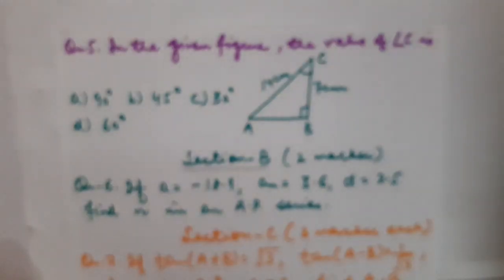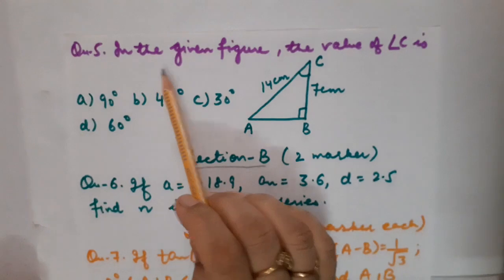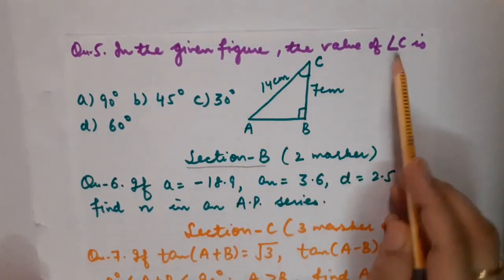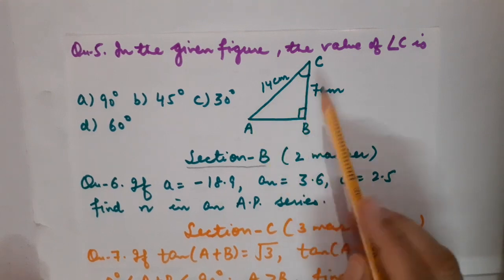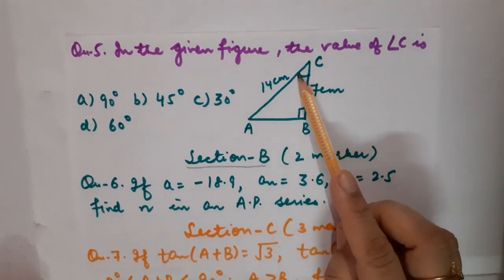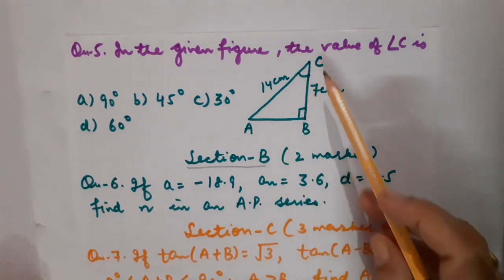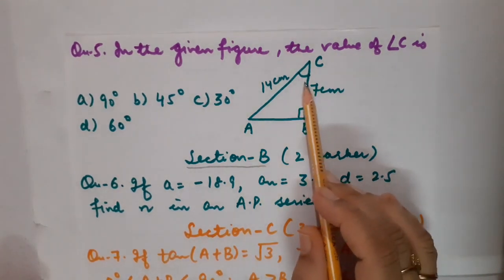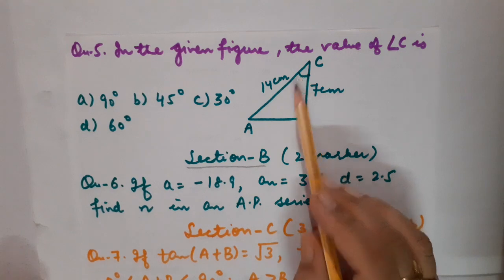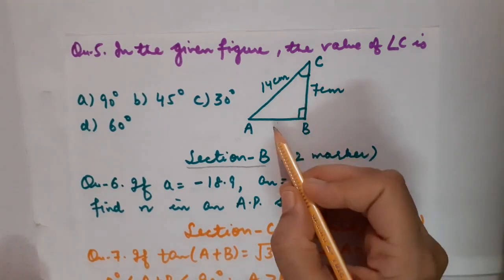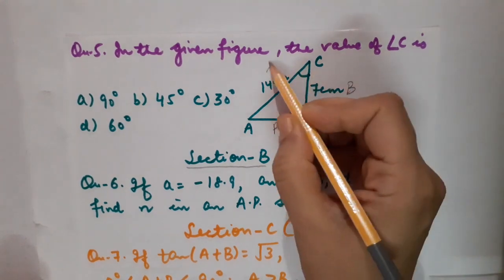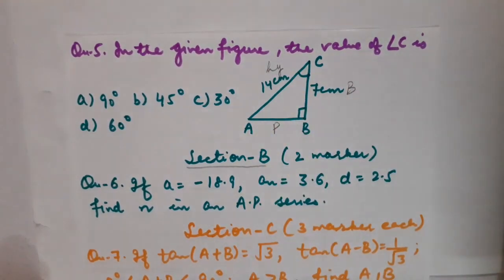Now children, let us switch to the last MCQ. In the given figure, we have to calculate the value of angle C. Here you can see, children, this angle C is the angle of reference over here. The side which is opposite of the angle of reference is always known as perpendicular. So definitely this will be base and this will be hypotenuse, correct?